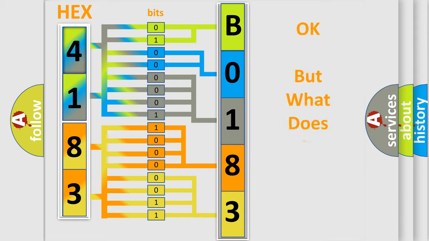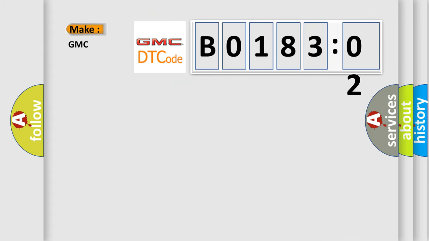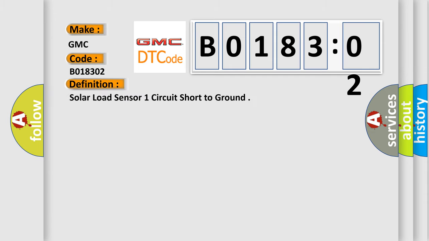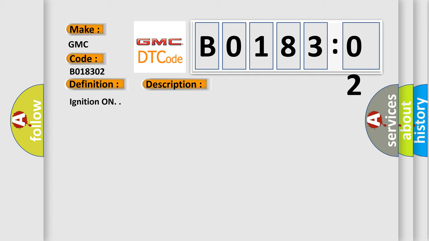The number itself does not make sense to us if we cannot assign information to what it actually expresses. So, what does the Diagnostic Trouble Code B0183-02 specifically mean for GMC car manufacturers? The basic definition is solar load sensor 1 circuit short to ground. And now this is a short description of this DTC code.